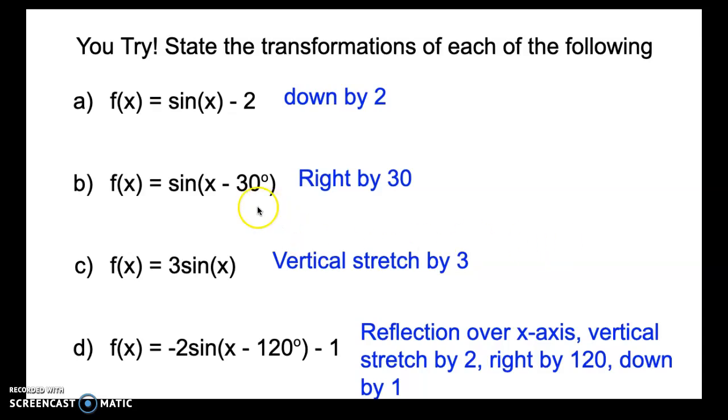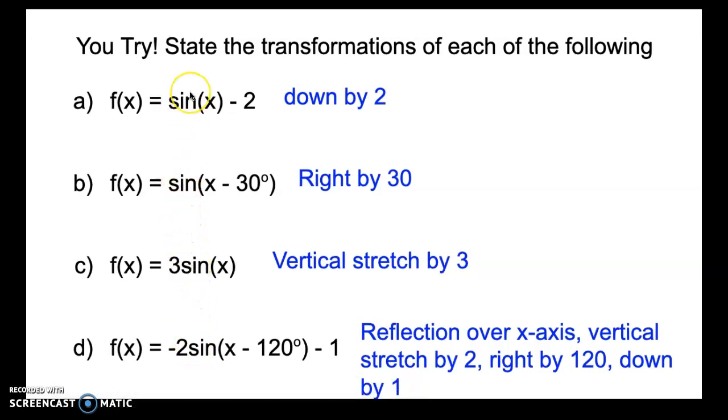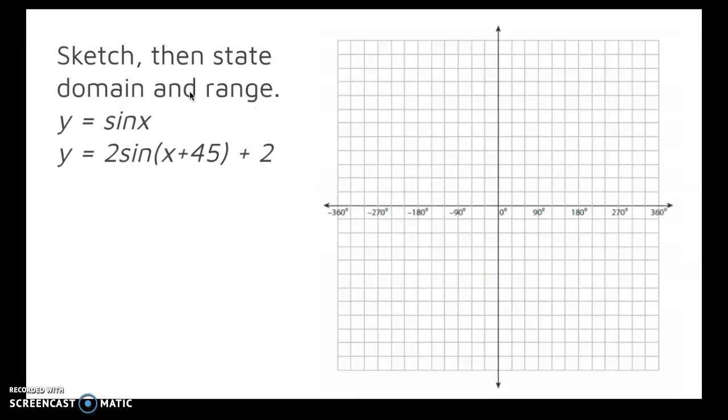I do want to note here that if you have these degrees in here, that's because when we're dealing with sine and cosine, we're usually dealing with degrees, aren't we? So that's why you're seeing angles in these equations. That also needs to remind you to put your calculator in degrees mode. So that's basically how you can find transformations just from looking at the equation.